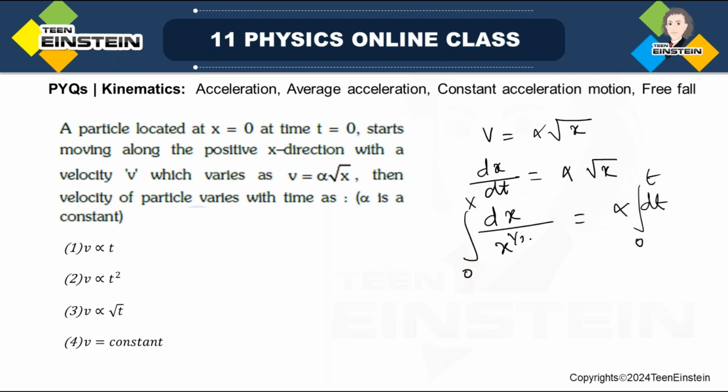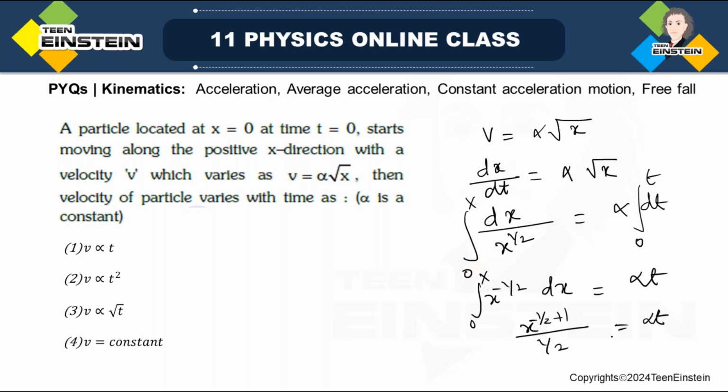This is x to the power half. So if I have to do integration, see x to the power minus half, we can write this as x to the power minus half dx. Okay, this is 0 to x, and this is alpha t this side. So this is x to the power minus half plus 1, so this will be plus half. So you have to divide with plus half also.